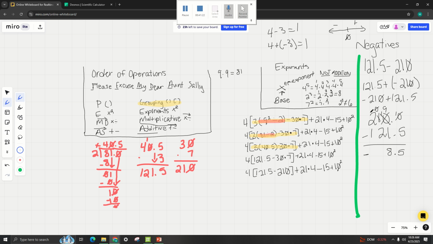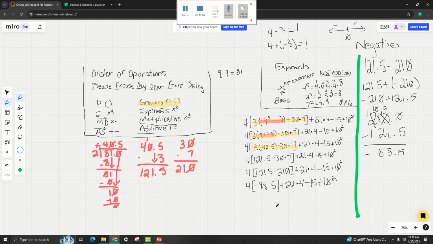0 minus 2, I can't do that, so I'll have to borrow again. Turn my 2 into a 1, make this into a 10. 10 minus 2 is 8. So I have negative 88.5 is my answer to this right here, 121.5 minus 210. So now I can write for my square bracket, negative 88.5, oops, I almost wrote a parenthesis right there, plus 21 times 4 minus 15 plus 10 squared.